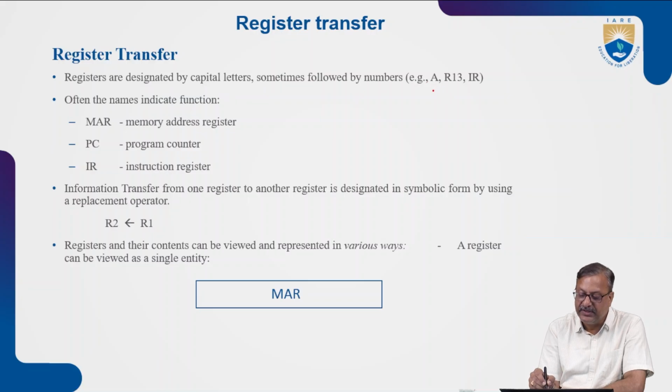Sometimes followed with the numbers, like R1, R13, IR. IR is often the name indicating the function, such as MAR, memory address register, PC, program counter, IR, instruction register. Information transfer from one register to another register is designated in symbolic form by using a replacement operator. R1 arrow R2 indicates a transfer of data from R1 to R2.